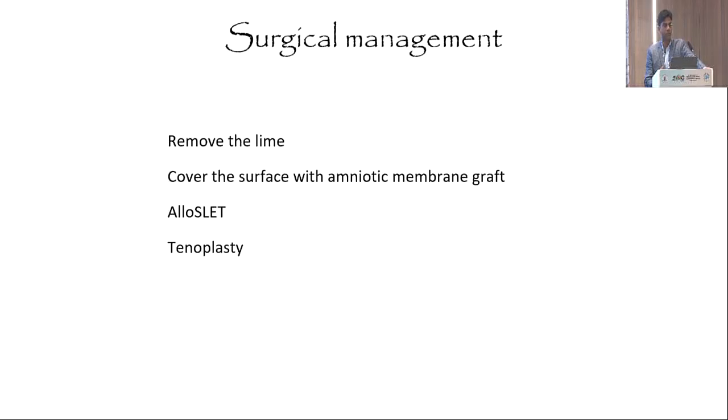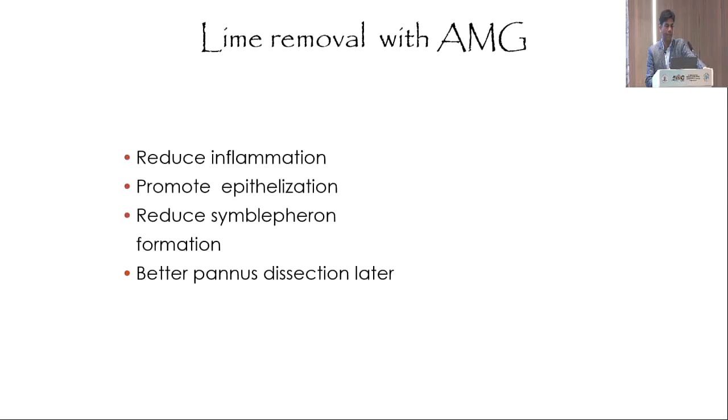Coming to the surgical management, we remove the lime and cover all the surfaces with the amniotic membrane, as ma'am already said, and alloslate is already covered. One thing is tenoplasty, which we can do if there is a chance of severe anterior segment ischemia and phthisis of the eye. The purpose of lime removal with amniotic membrane transplantation is to reduce the inflammation, promote epithelialization and reduce symblepharon formation. While managing chronic lime injury cases, we get a better plane and better pannus dissection if we put the amniotic membrane.